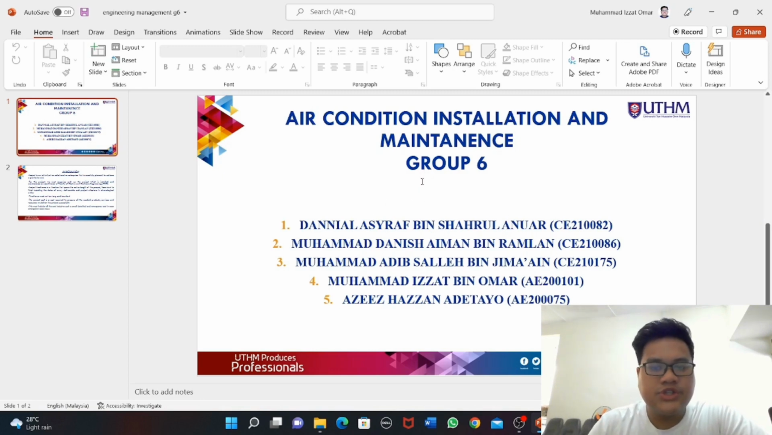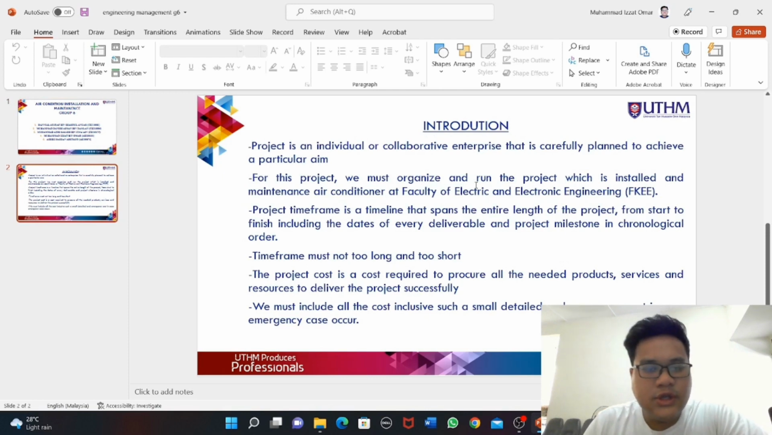Next is the introduction. First, a project is an individual or collaborative enterprise that is carefully planned to achieve a particular aim. So this is the meaning of the project. Next, for this project, we must organize and run the project, which is to install and maintain air conditioners at the Faculty of Electric and Electronic Engineering. So this is our project, which is install and maintenance air condition at FKEE.